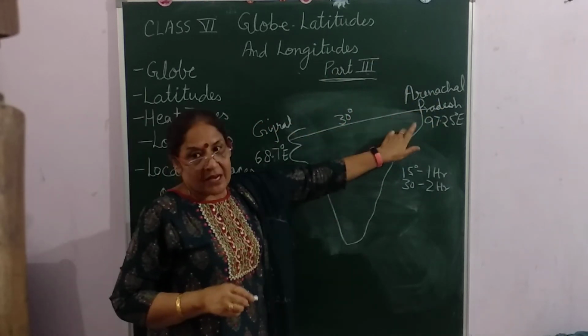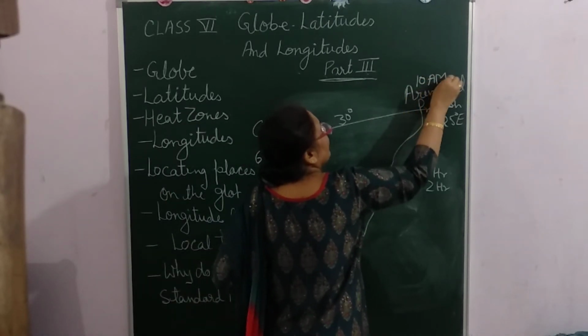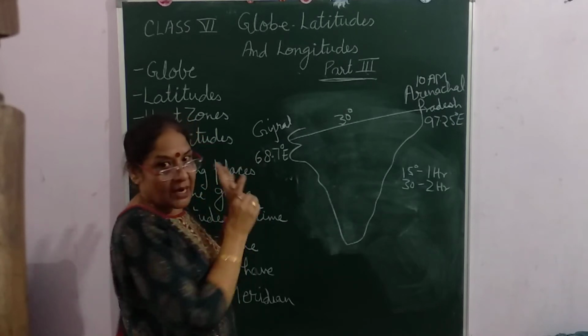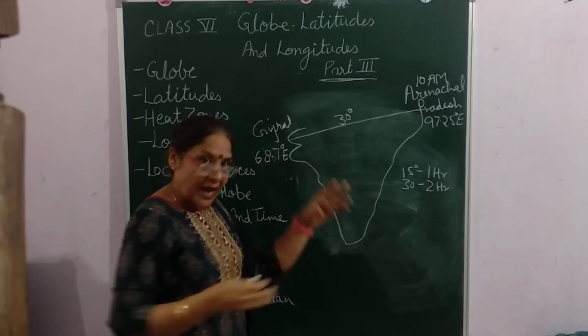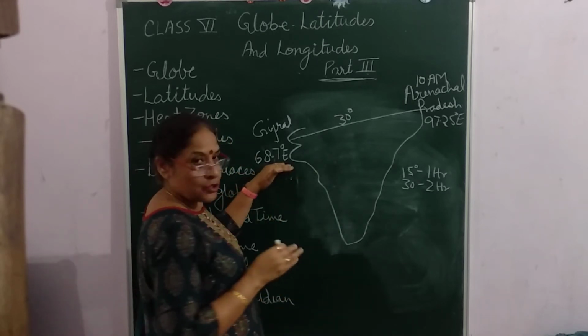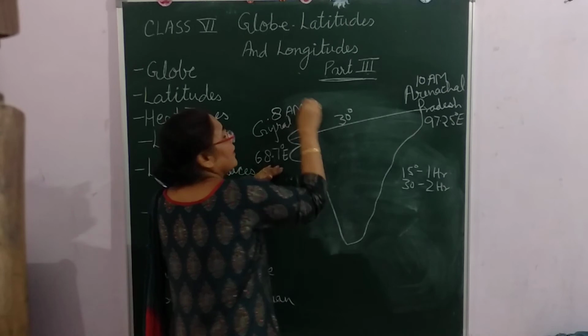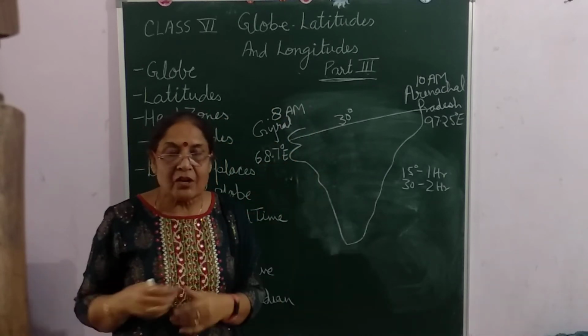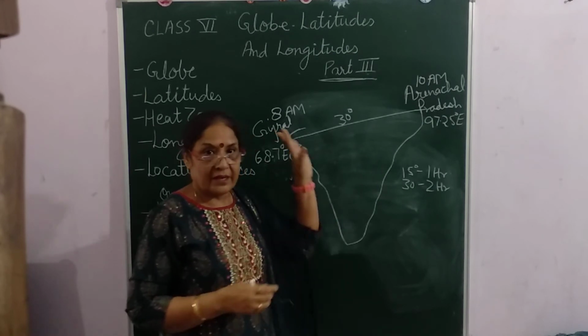Suppose the time in Arunachal Pradesh is 10 a.m. So what would be the time in Gujarat? Because now we are moving towards the west, we have to subtract. Here in Gujarat the time will be 8 a.m. So it creates a lot of confusion for the people who are living in this country.